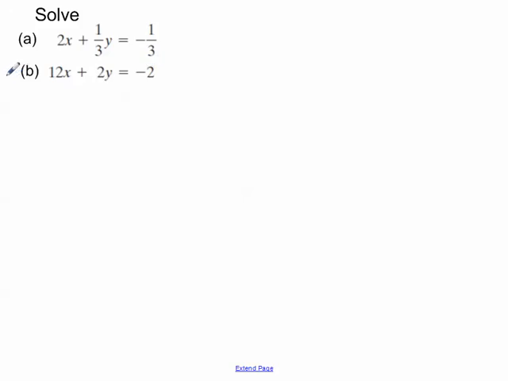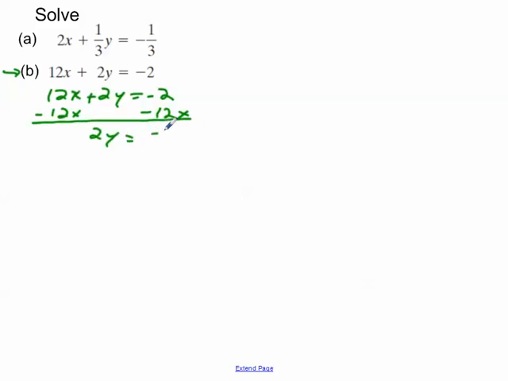So let's take b and work with b. Start with 12x plus 2y equals negative 2, and let's solve for y. We're going to subtract 12x on the right side also. And we've got 2y equals negative 12x minus 2. Now divide by 2 to get just y by itself, because that's part of the substitution method. We have y equals negative 12 divided by 2 is negative 6, with an x in that first term. Second term is negative 2 divided by positive 2 is negative 1. And there's our y equals.